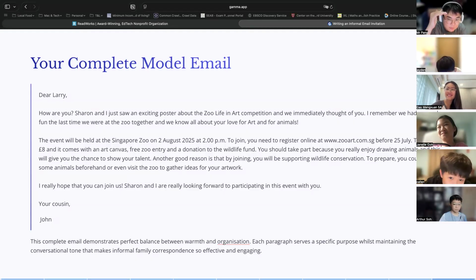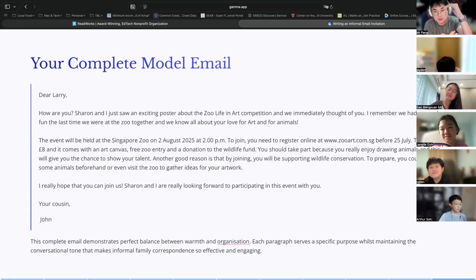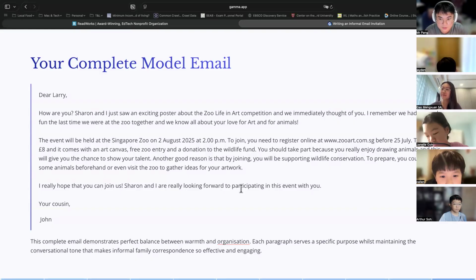Okay. Remember that on top is your purpose statement, your polite statement, purpose statement. At the bottom is your polite statement, purpose statement also. Okay. I really hope you can join us. It's polite. You want him to know how much you want them to join you. Then also your purpose statement, right? Participating in the event with your cousin again.